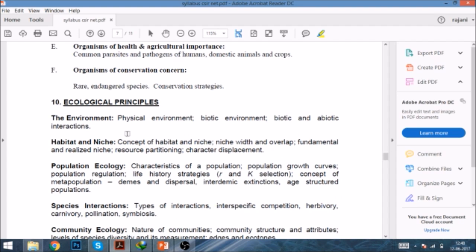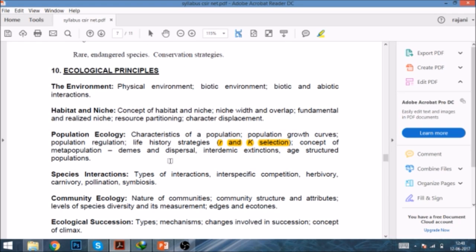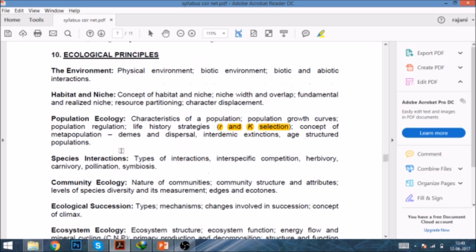And ecological principles, case selection, and the survivorship graph are very important in the ecology portions, or the 10th unit. You must have some terminology in your mind, like what damage means and what niche means. Simple terminology, you can keep that in mind, and this is a direct question, there is no twist. You can easily attempt questions from the ecological portions, or 10th unit. And this is the scoring, never miss this one.